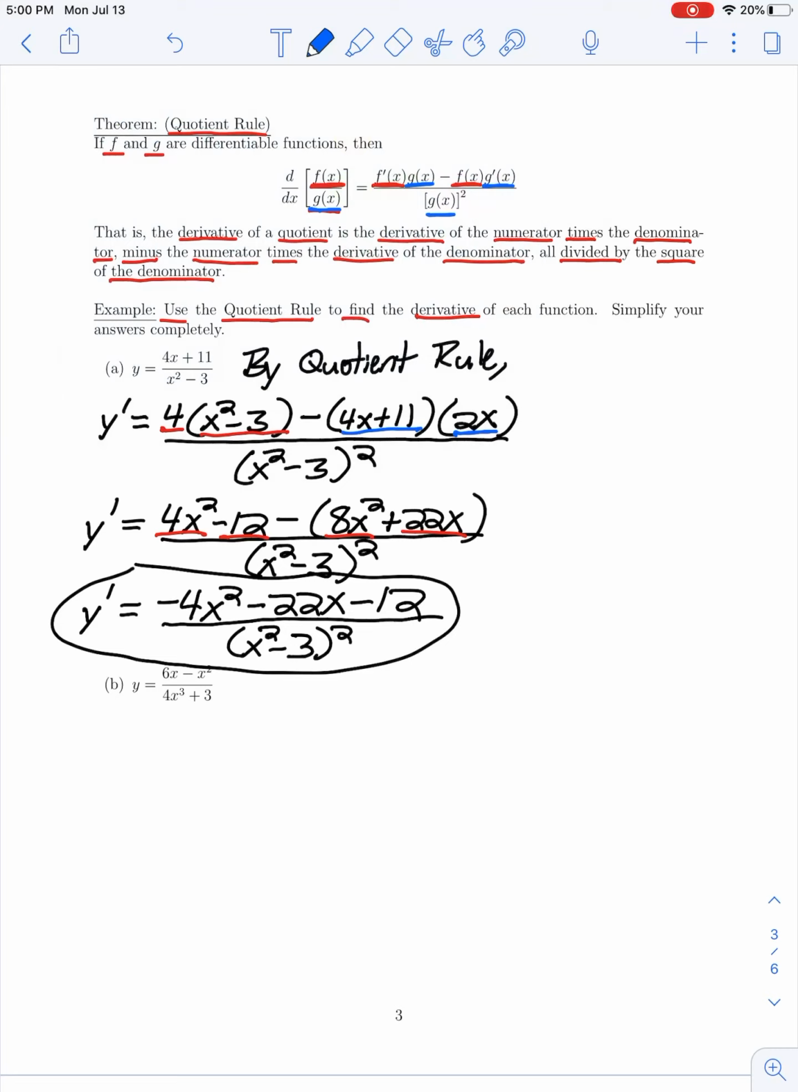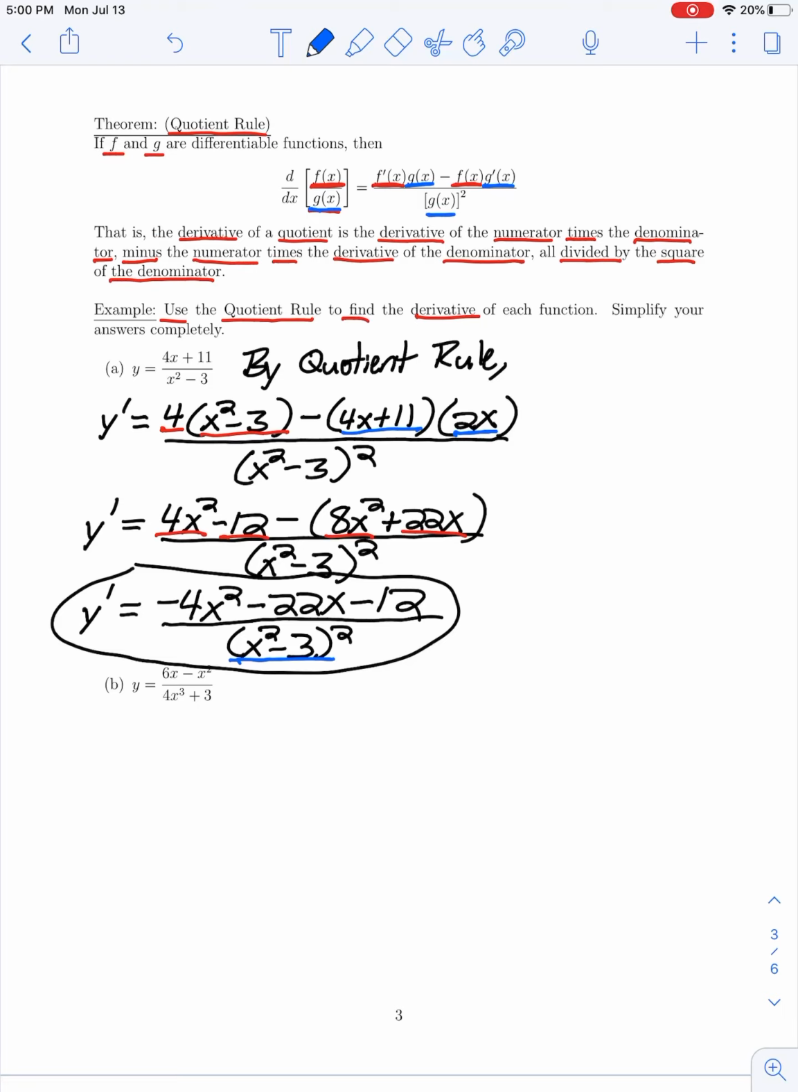Now you might ask, well, why did we not expand this expression for x squared minus 3 quantity squared in the denominator? Well, the typical convention is the simplified expression for this derivative, you leave that denominator in factored form. That is, as the denominator of your original function, but squared. So let's look at another one.